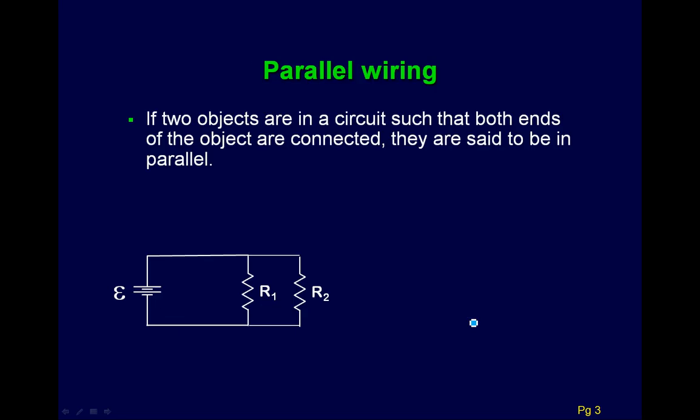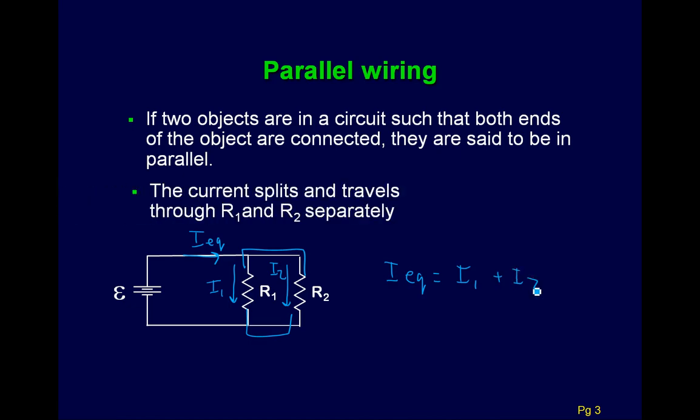And so here's a case where we have two resistors in parallel. And again, what you need to have is that you go from the top to the top and the bottom to the bottom without touching anything else. Now, a couple of things to note here is that if I call a current coming in here the equivalent current, then that current splits off into two currents. So I can write an equation here that whatever the current is coming in equals I1 plus I2. This is just our junction rule. So the current splits and travels through R1 and R2 separately.